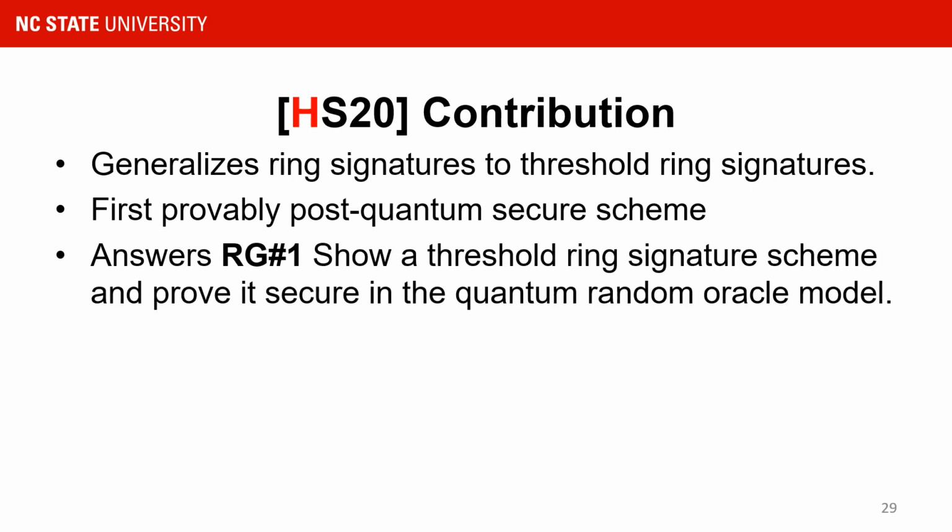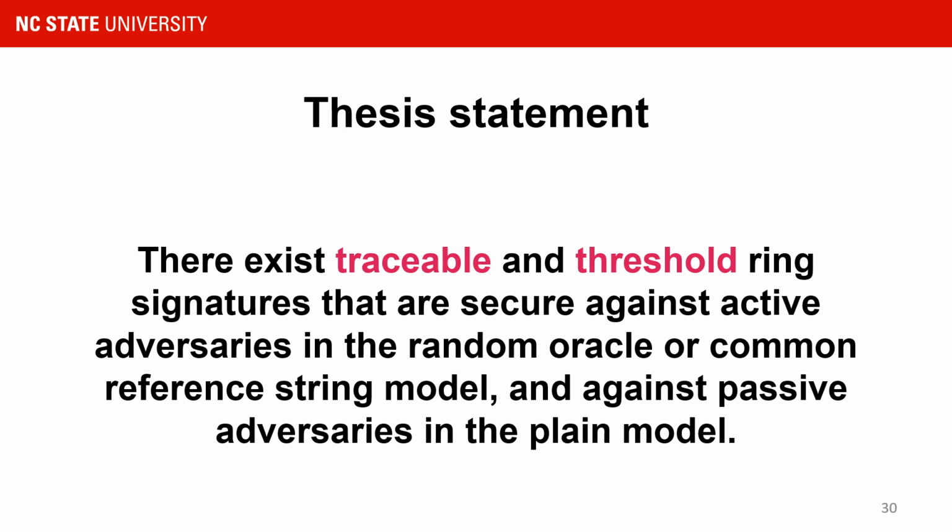And then I do answer research goal 1, which is to show a threshold ring signature scheme and prove that it is secure in the quantum random oracle model. That is exactly what I did with this work. This goes back to my thesis statement. Part of my thesis statement says I want to show that there are threshold ring signatures that are secure against active adversaries in the random oracle or common reference string model. And so that is what I did.